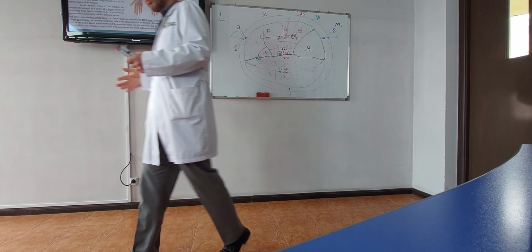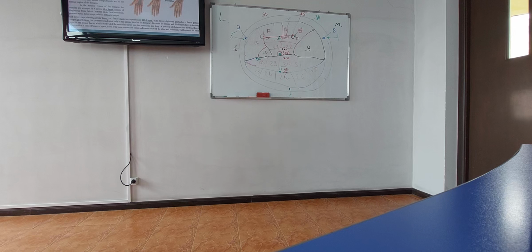Let's start. You can see, guys, that our superficial structures don't change anyhow. Again, laterally 7 and 5, medially 8 and 4, posteriorly 6. So absolutely the same picture in all levels of our forearm.